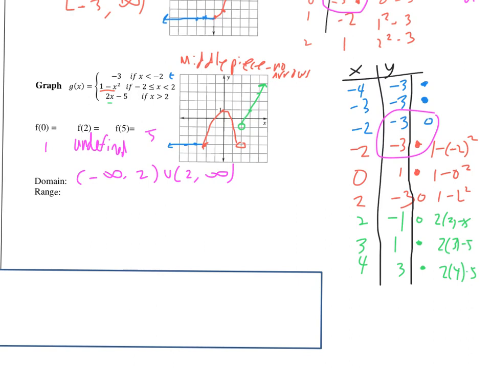The range, once again, I think that'll be negative 3 to infinity like we saw last time. I see the smallest y value is any of these ones, and then it goes up forever. There's no y values missing along the way, so it's negative 3 to infinity.